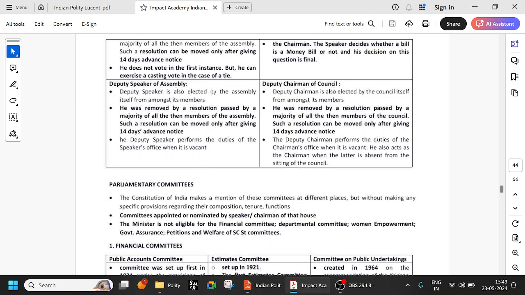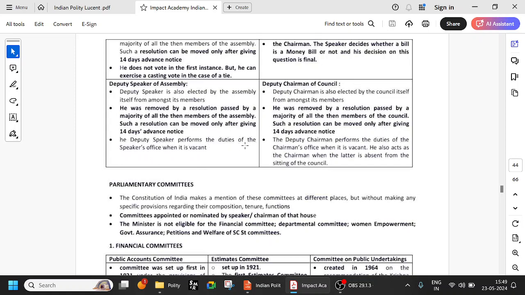Deputy Speaker of the Assembly: the Deputy Speaker is also elected by the Assembly from amongst its members. He can be removed by a resolution passed by a majority of all the then members of the Assembly. So there needs to be a majority, no need of a special majority. The resolution has to be passed by majority with 14 days notice. Even here it is the same.